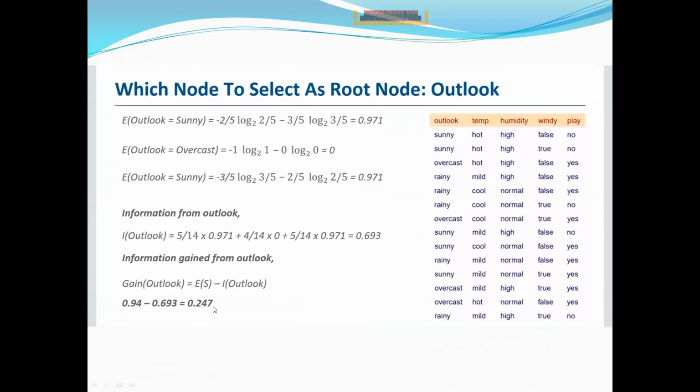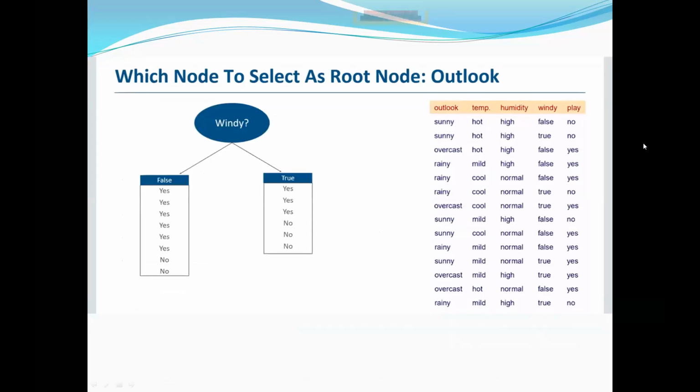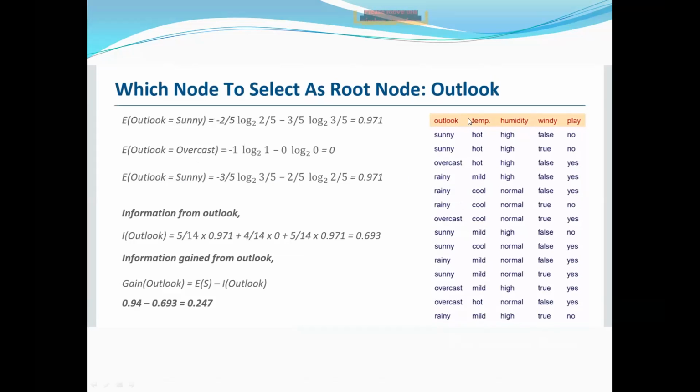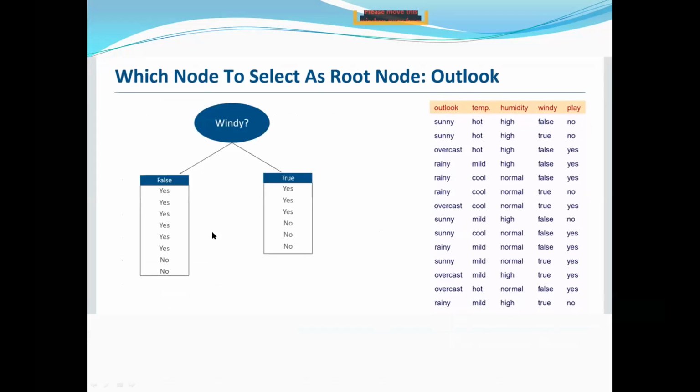In a similar way, you have to calculate it for the rest of the features. What are the rest of the features? Temperature, humidity, windy. For windy, we have to split again, because in wind there are two classes, false and true. Under humidity, once again you have two classes, high and normal. In temperature, we have three classes: hot, mild, cool.